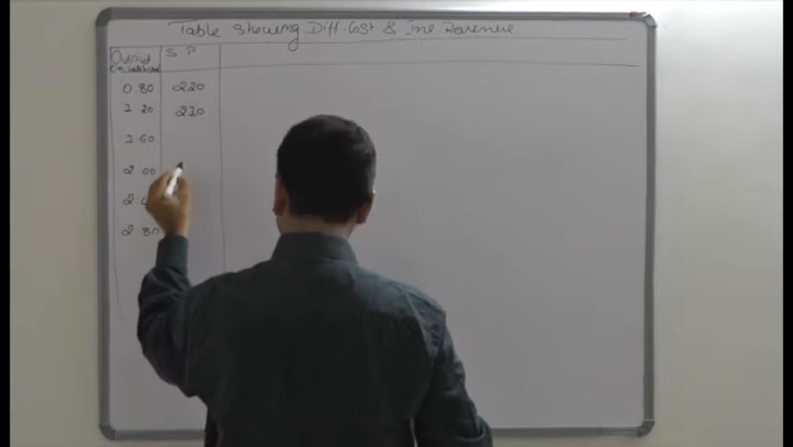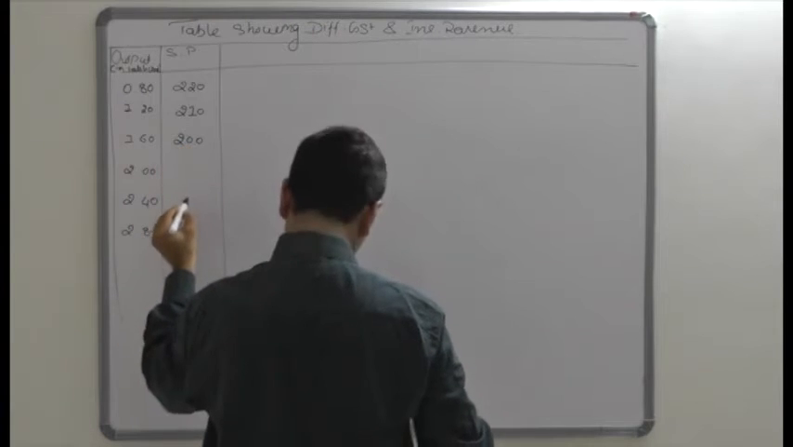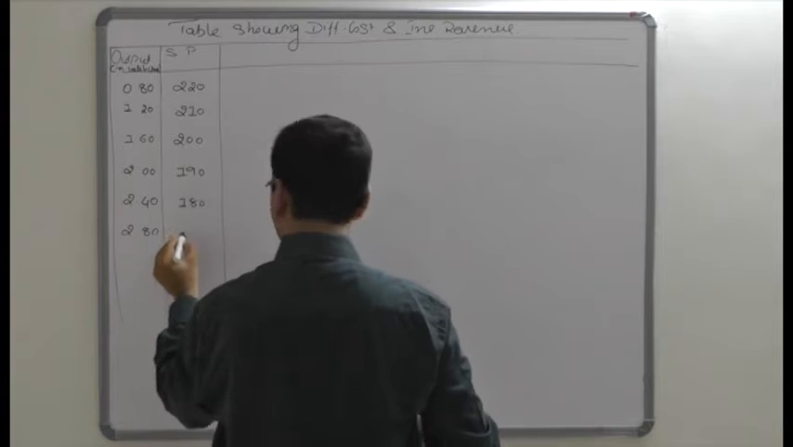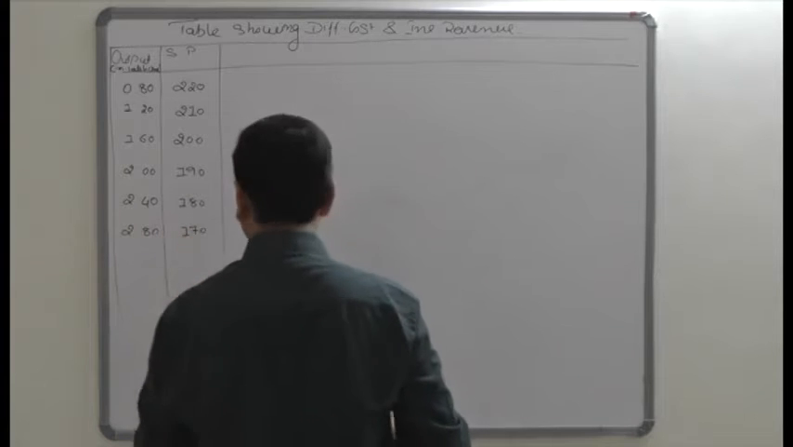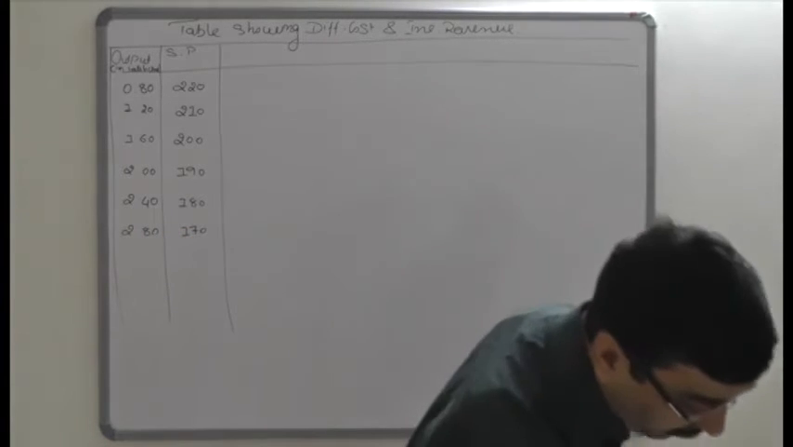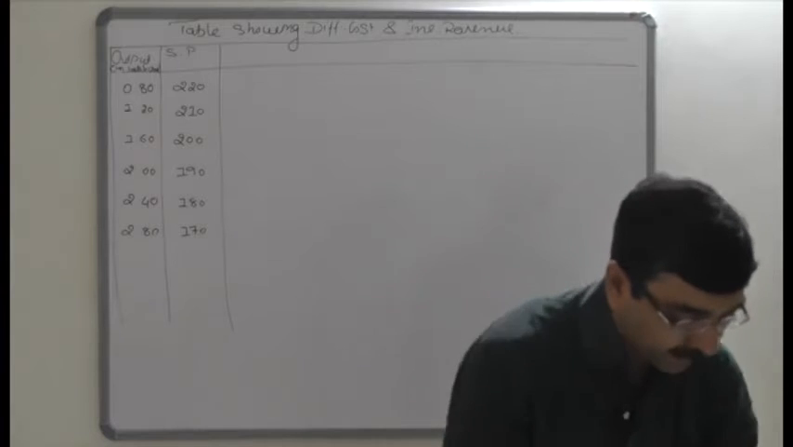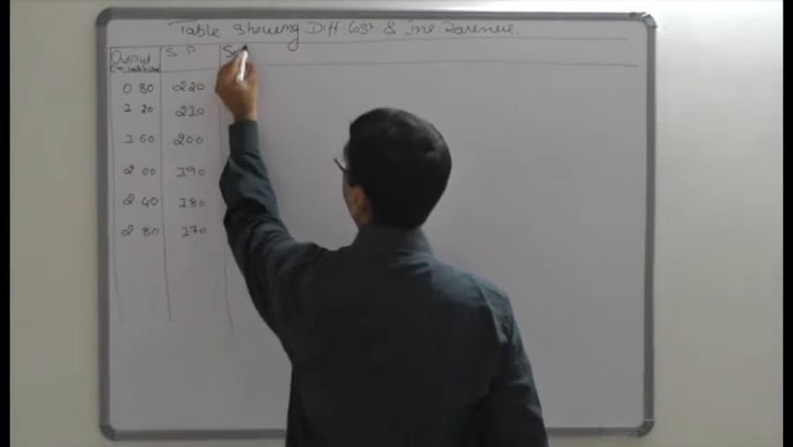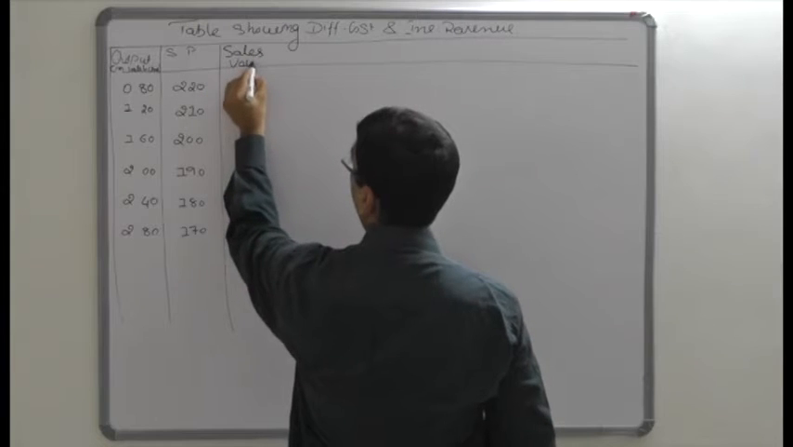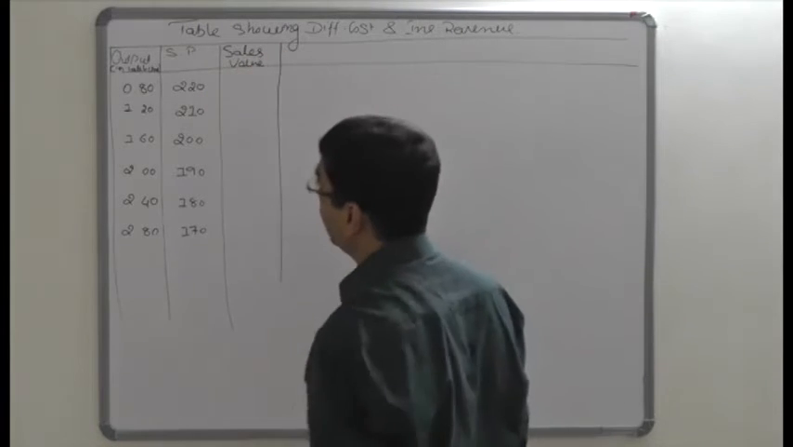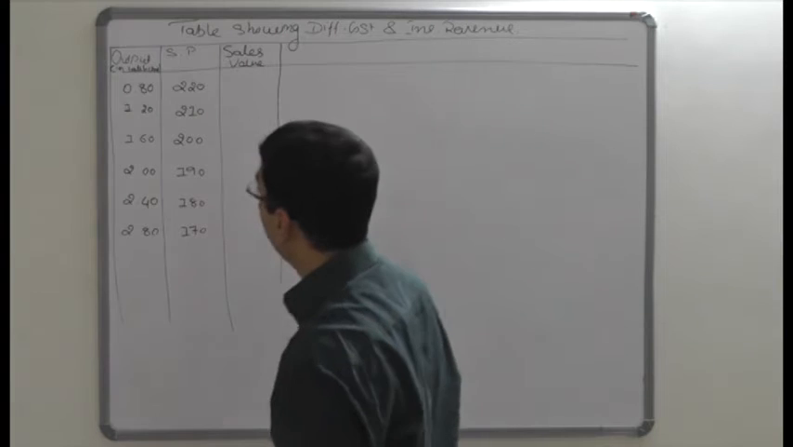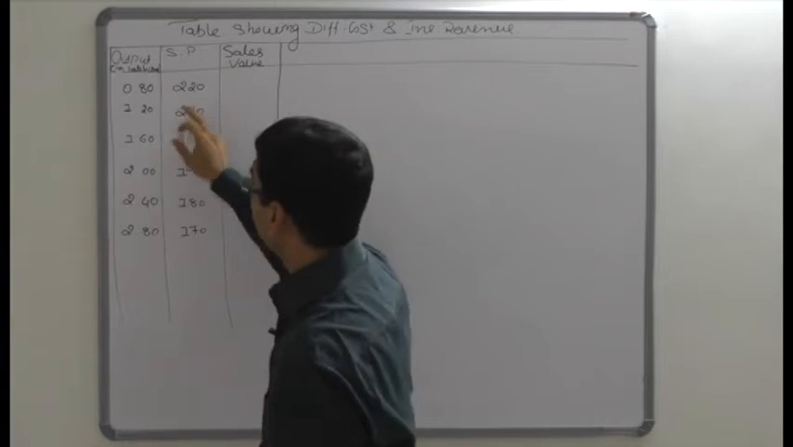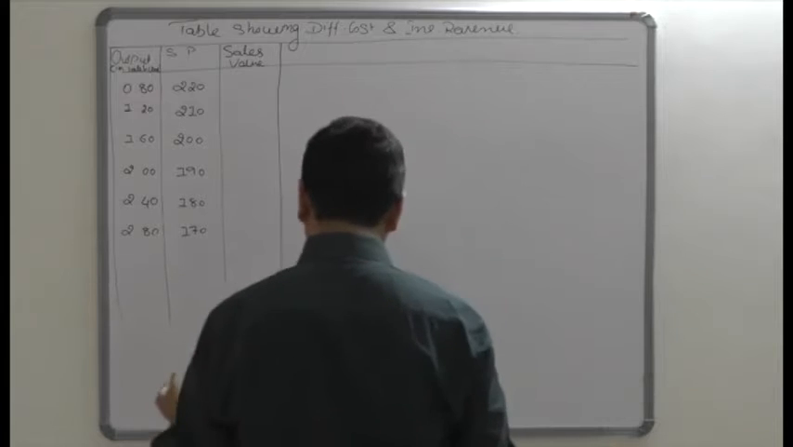210, 200, 190, 180 and 170. So these are the first 2 columns of information. From these 2 columns we will identify the sales value. How can you identify the sales value? It would be very easy when you multiply these, because output is given in lakhs of units and the selling price is given per machine, per unit. So we need to multiply these and we'll identify the sales value.